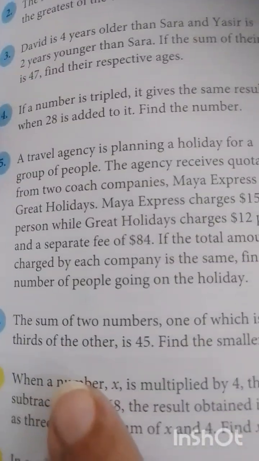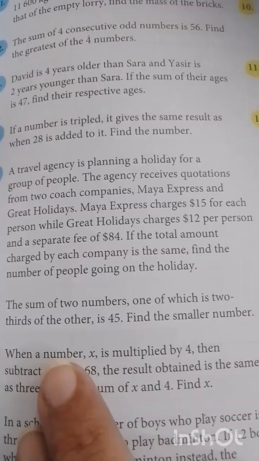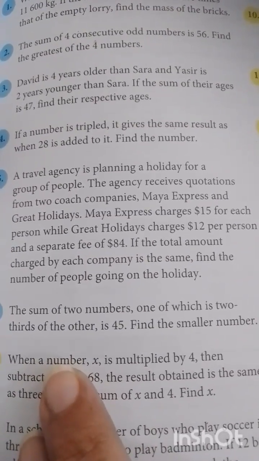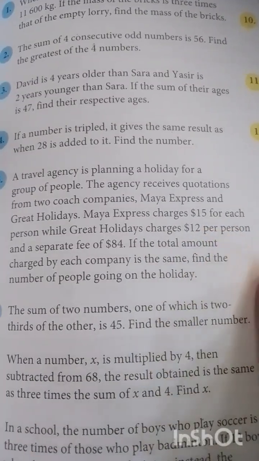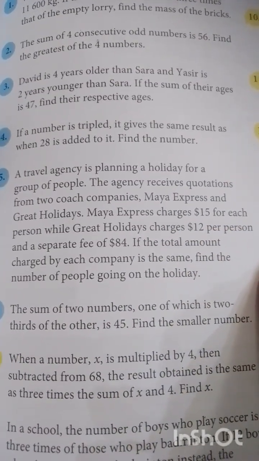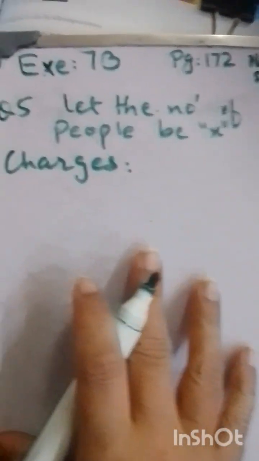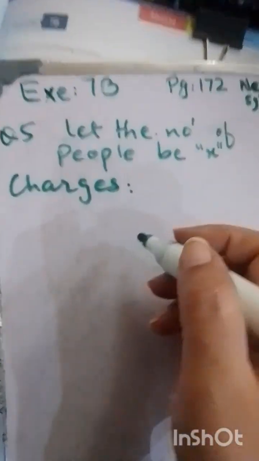Next is, a travel agency is planning a holiday for a group of people. What are we supposed to do? We have to, if the total amount charged by each company is the same, find the number of people going on the holiday. Two of the companies have been given, Maya Express and Greatest Holiday.